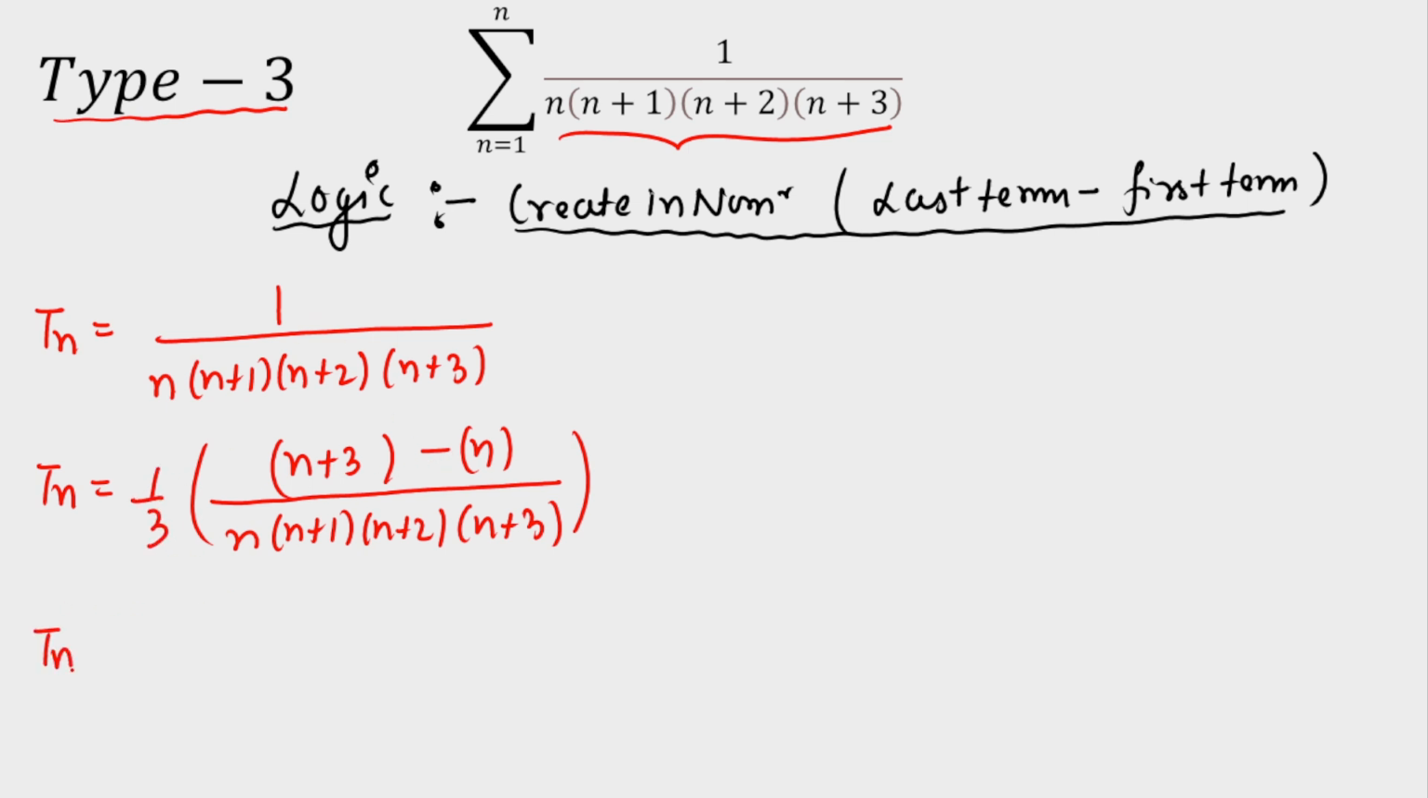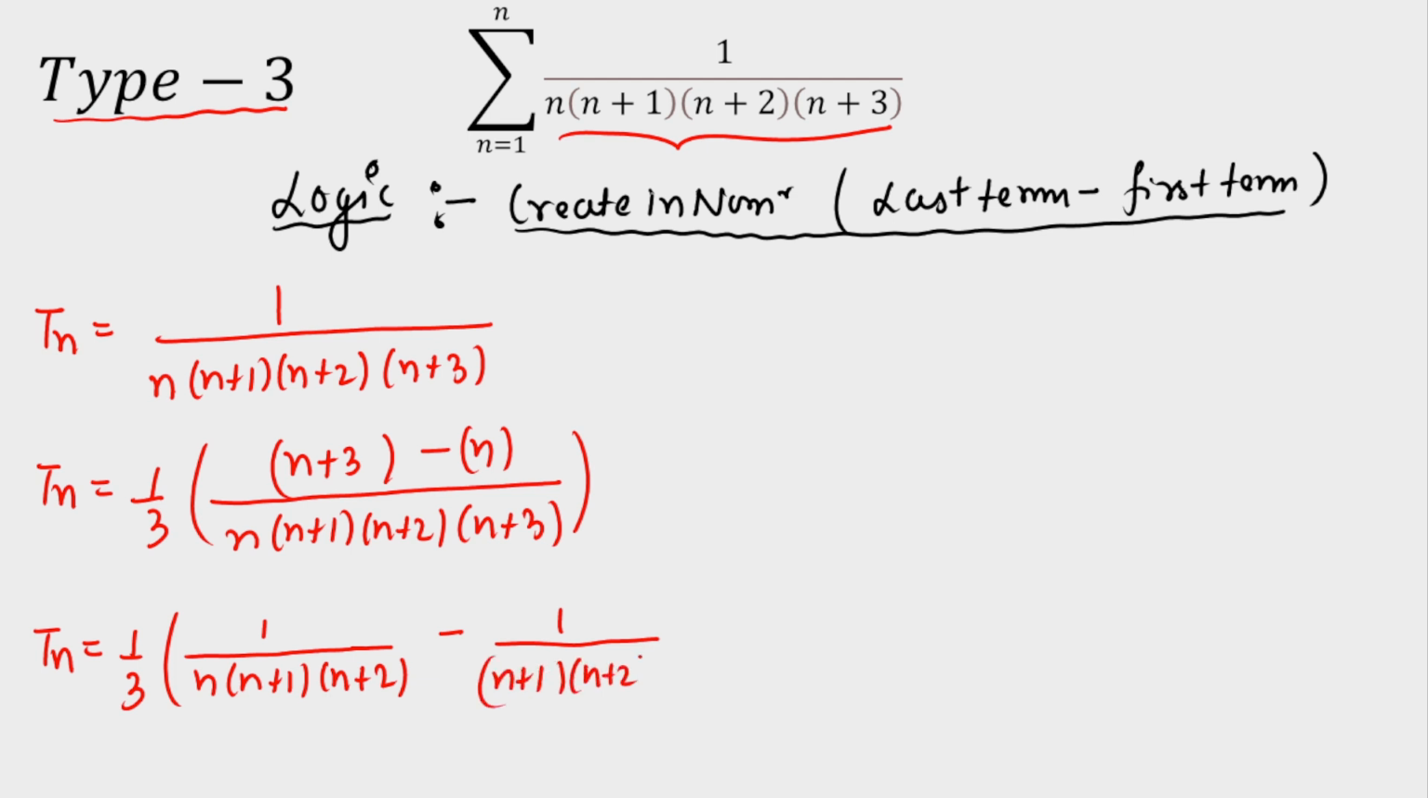Now I'm going to separate out these two. So the moment you separate out these two, 1 by 3 is outside. In the first term, n plus 3 will cancel out. The remaining is 1 upon n into n plus 1 into n plus 2. And similarly minus, n will cancel out in the second term, and the remaining term is n into n plus 1. Sorry, n will cancel out. You will get this as n plus 1 into n plus 2 into n plus 3 here.